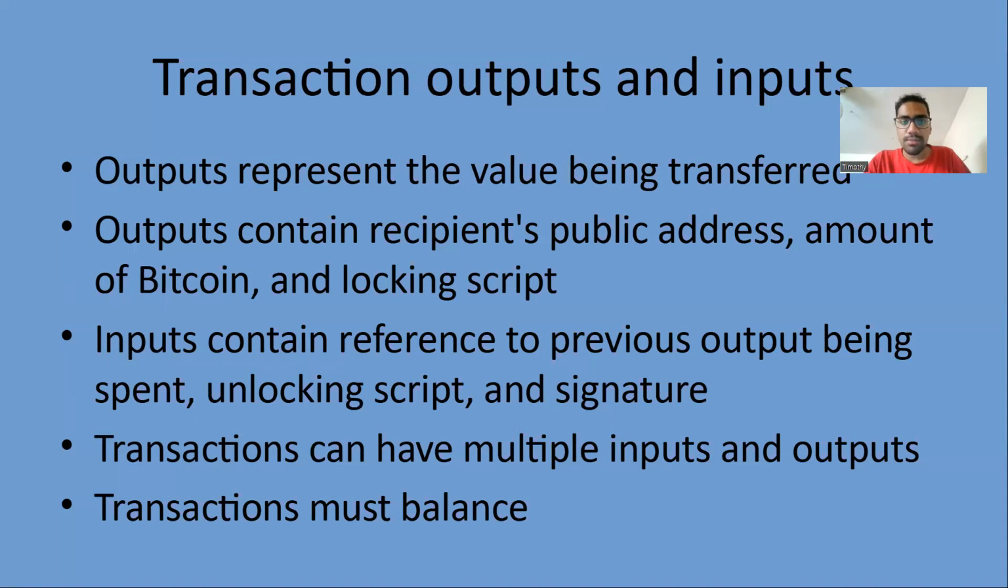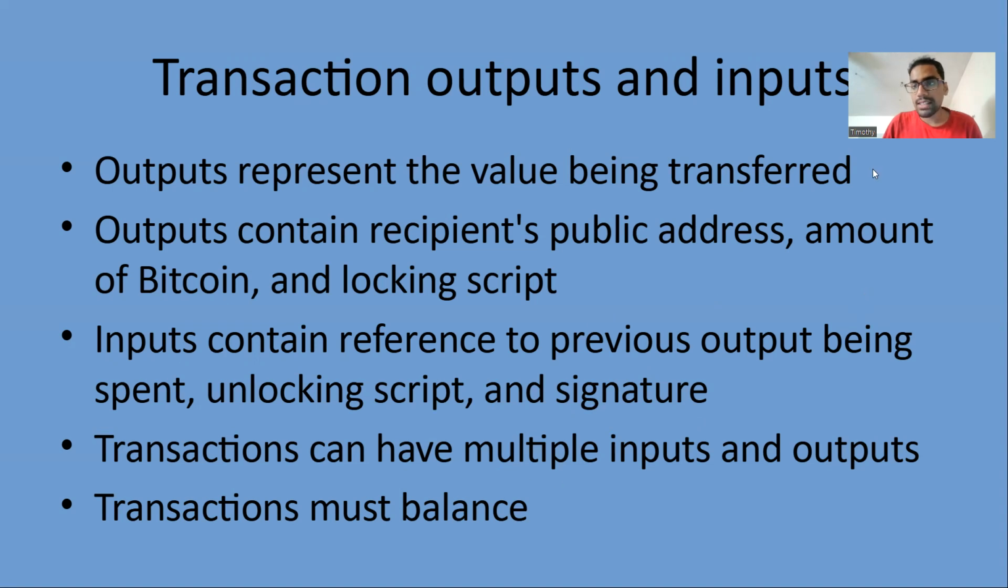And transaction outputs and inputs. Output is the value being transferred that we saw. We saw the 8,000 satoshis, and it must have the public address of the person it is for, the amount of Bitcoin, and the locking script. And the input, where it came from, will be the signature of the person who made that transaction, the unlocking script, and a reference to that. So that's how we know that that transaction is valid. And it can have multiple inputs and outputs.